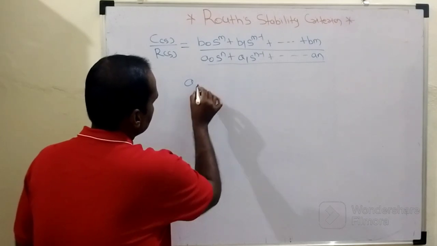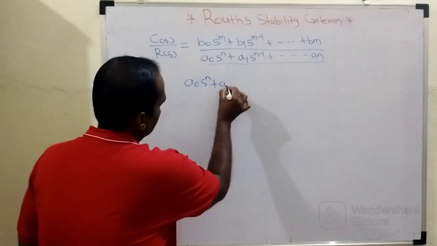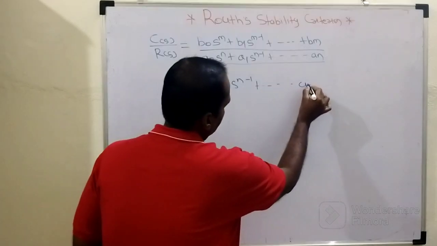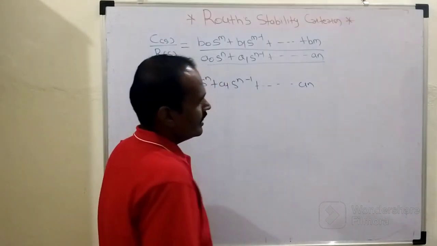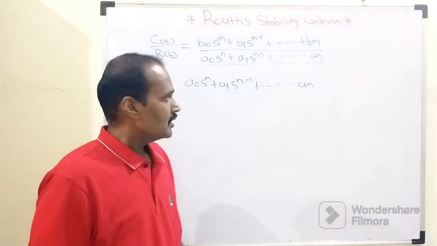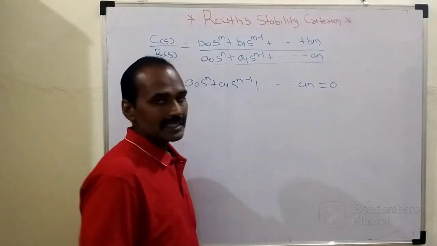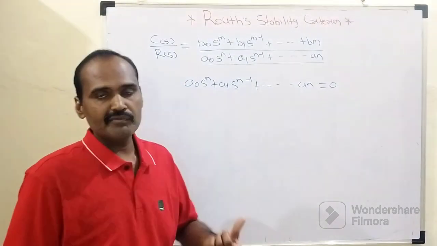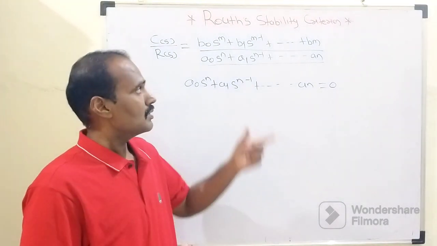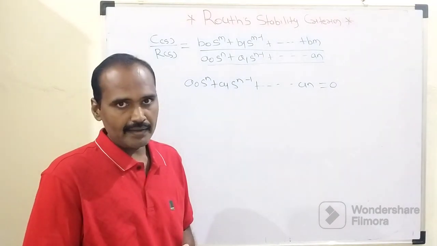When this denominator term is equated to 0, the first coefficient is a0 times s raised to n, plus a1 times s raised to n minus 1, plus n number of terms which are written in descending order, along with positive or negative signs. So when this term is equated to 0, the next step is, whenever we are required to determine the overall stability of the system, to adopt the basic strategy belonging to the Routh stability criteria.